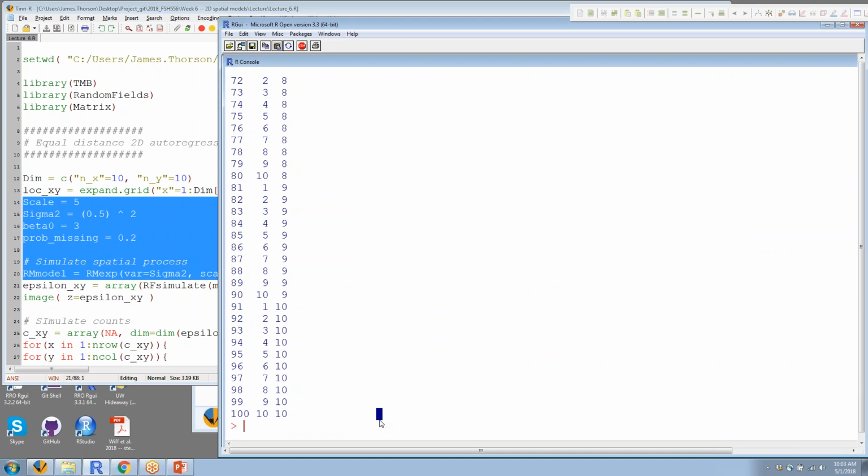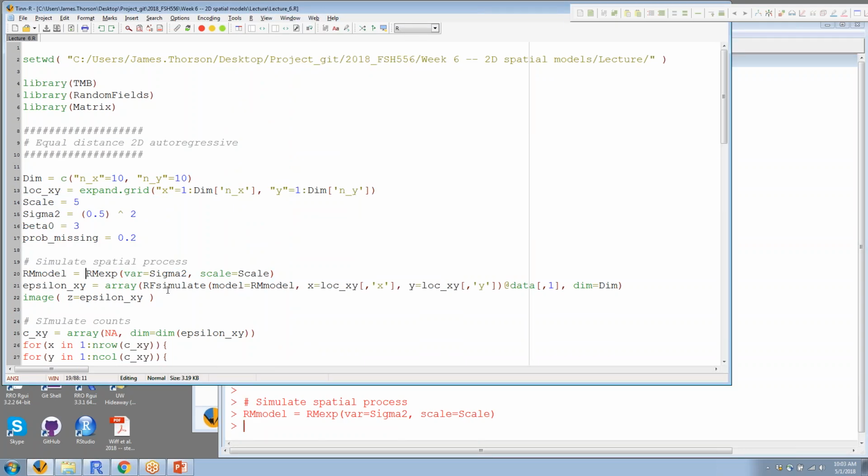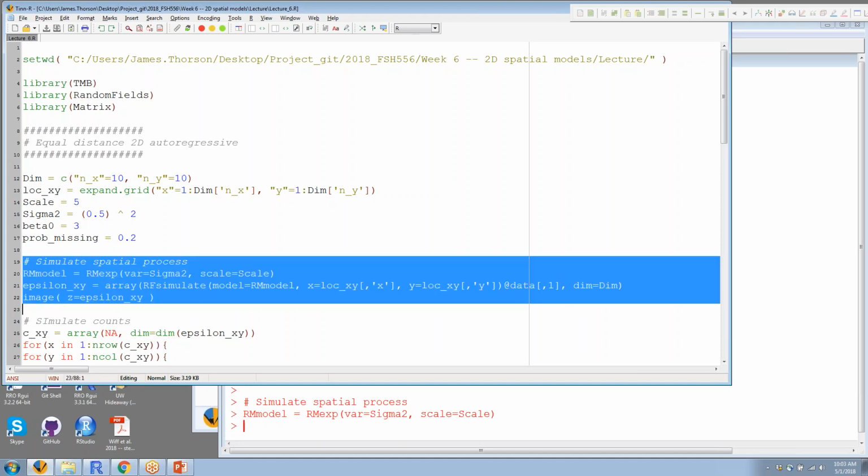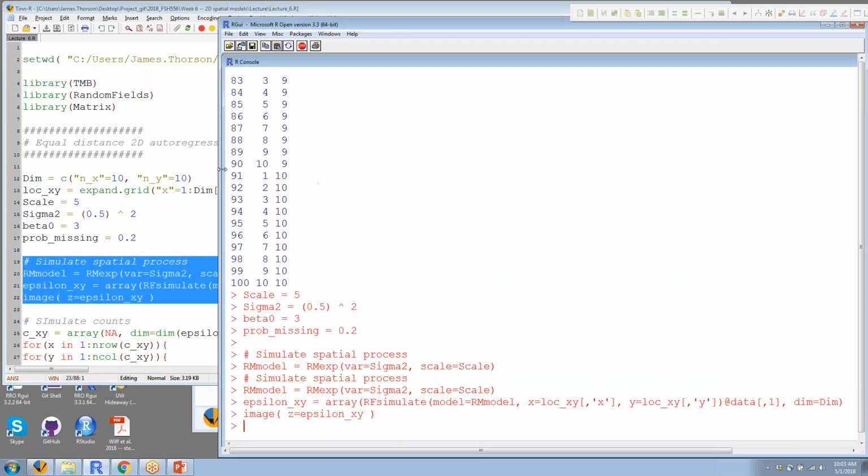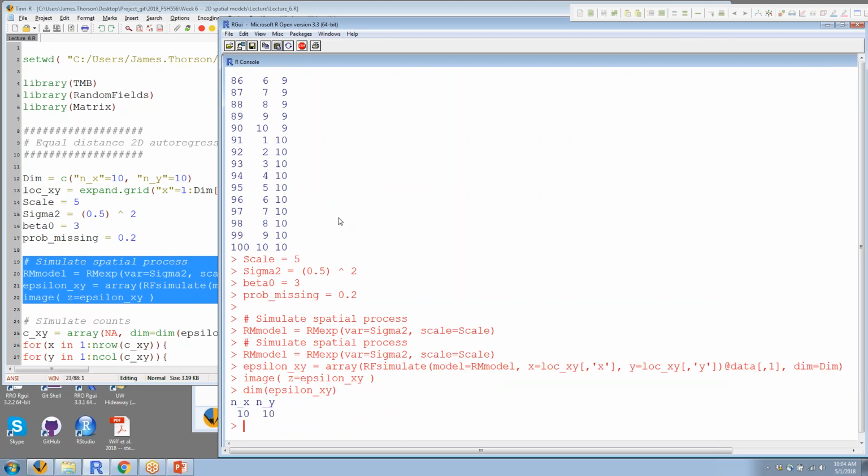And I'm going to use this RMex function from the RandomFields package. I forget, I think it's a random model, that's probably what that stands for. And exp means that it's an exponential function. If we had time, I'd love to switch this code over to do this ourselves without using the RandomFields package. But for now, we'll just use RandomFields to simulate this random effect epsilon xy, the 10 by 10 matrix of the random effect.